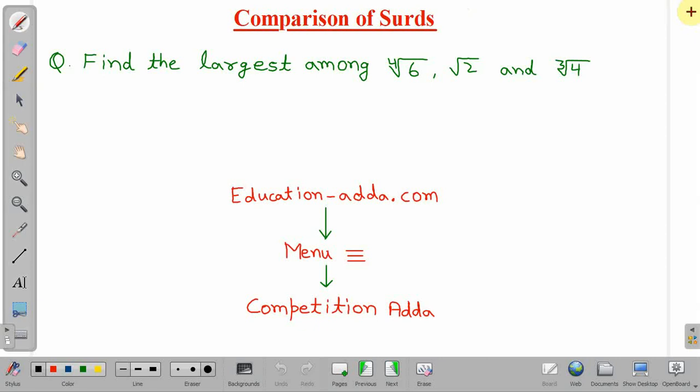Hello friends, in this lecture we will discuss comparison of surds. So how do we compare numbers which are in the form of surds? Like here you can see, one number is fourth root of 6, another number is square root of 2, and the third number is cube root of 4. So how can we compare these?